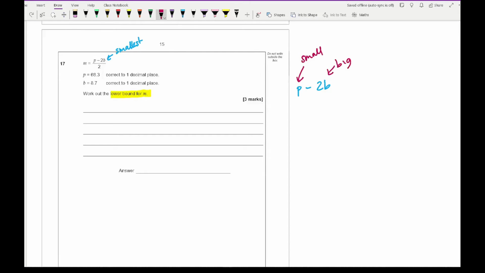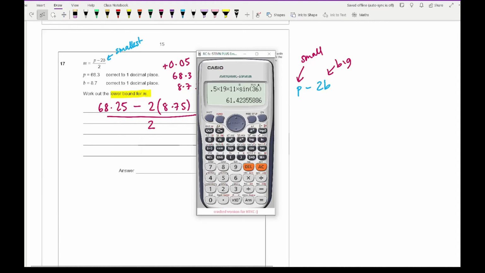So if I look at the values of p in terms of the upper and lower bounds, to 1 decimal place, I'm just going to be adding and subtracting 0.05 to both these numbers. So I've got 68.3 plus or minus 0.05, and for 8.7, again, I'm going to be adding and subtracting 0.05. Now for p to be its smallest, what I'm going to be using is 68.25 minus 2 lots of b at its biggest value, which is going to be 8.75, and that's all divided by 2.